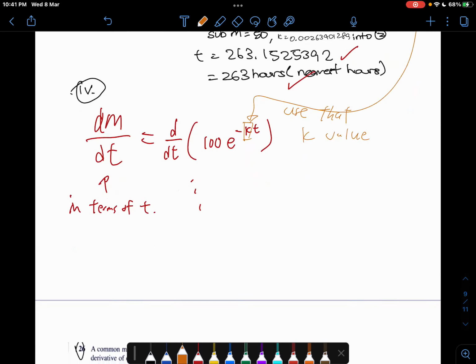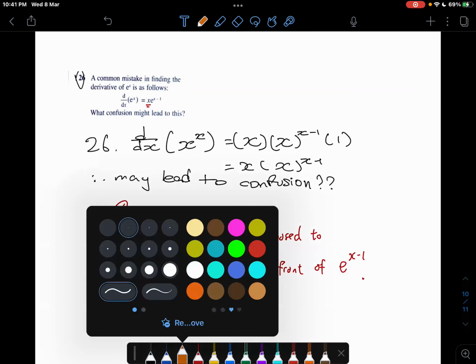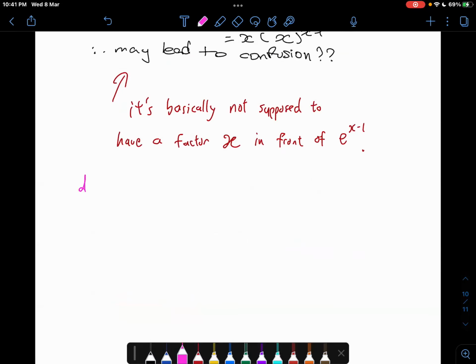Moving on. Next, 26, common mistake. Okay, this one nothing much. This one is just journal writing, to reflect on the difference between power rule, which is bring down the old power times the same base, power minus 1 to get the new power, versus differentiating a constant raised to a variable. In this case, the constant is not n, it's e. You get e power x.